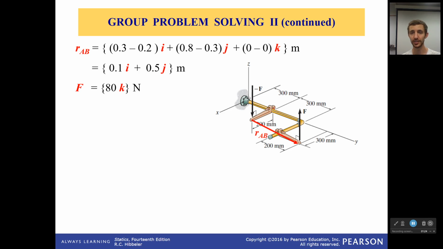Okay, so first off, our position vector. We're starting at 0.2 in the X direction, 0.3 in the Y direction, 0 in the K. And then we go to 0.3 in the X direction, 0.5 in the Y direction, sorry, 0.8 in the Y direction, and still 0 in the K direction. So those are our components, a change of 0.1, a change of 0.5, and then a change of 0. So 0.1 in the I direction, 0.5 in the J direction, and F is going to be equal to 80K.